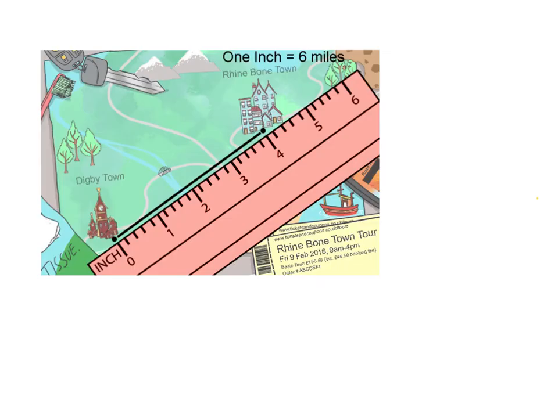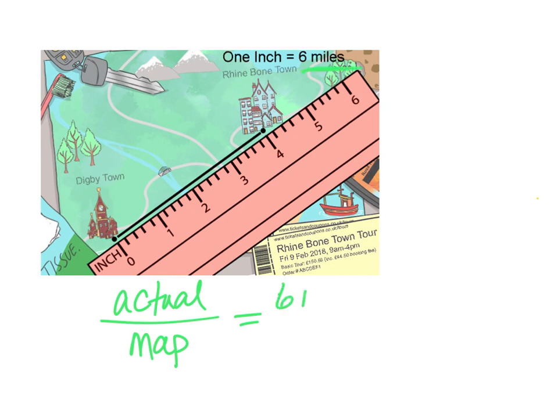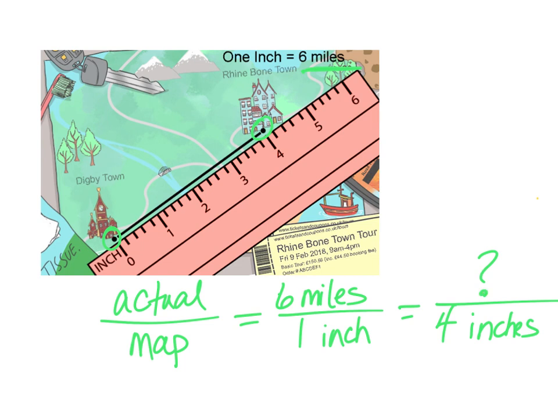One more map scale one. So we have this map and it says that 1 inch equals 6 miles. Again, I'm going to set up my proportion to compare actual distance to the map distance. My actual distance in this example is 6 miles equals 1 inch. On this map, I'm trying to figure out the distance between Digbytown and Rhinebonetown, and it's 4 inches, so I know that the map distance is 4 inches, and I'm trying to figure out this unknown.